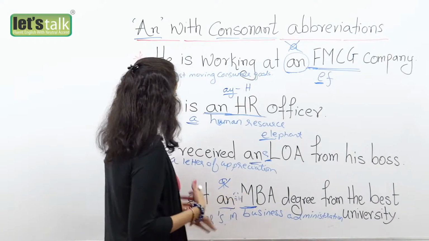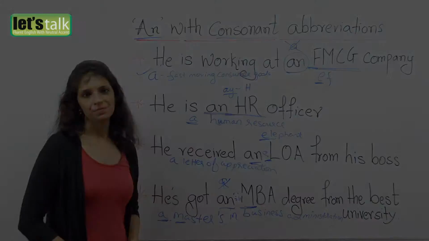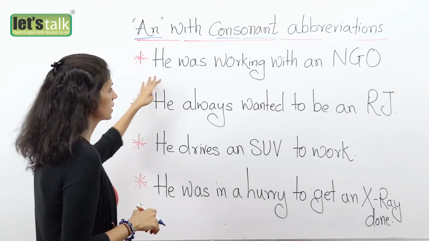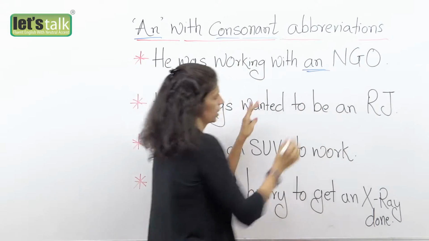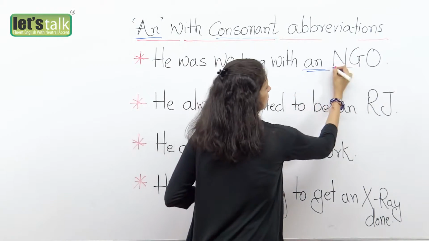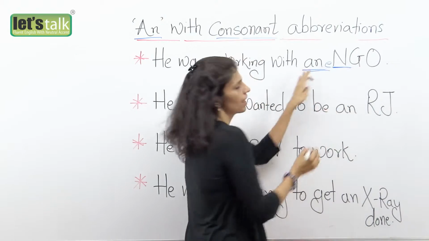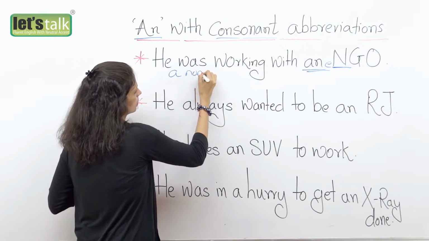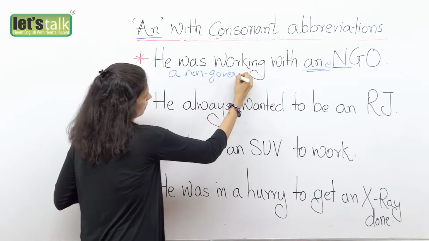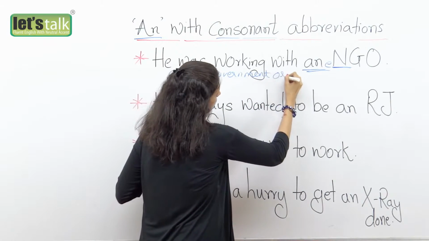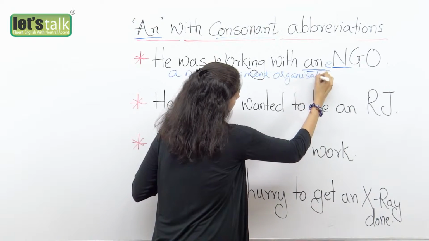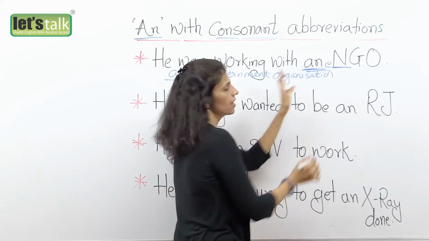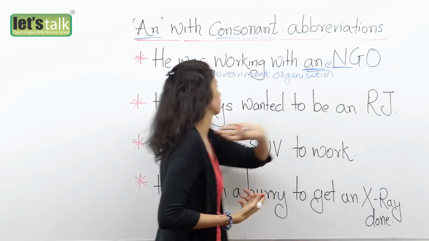Okay friends, so I'm going to tell you more about him and his life. So I asked him before the FMCG company, where was he working? He said he was working with an NGO. Now why an NGO? Because again, it's a consonant letter with the vowel sound N, an NGO, or he was working with a non-government organization. Okay. So use a with the full form, or an with the abbreviation, an NGO.